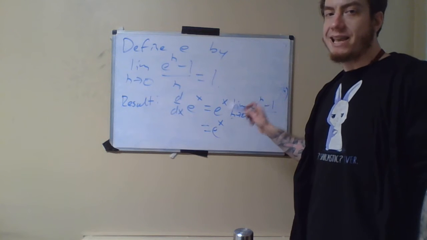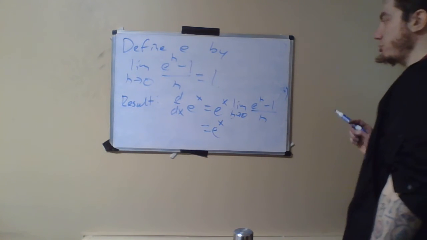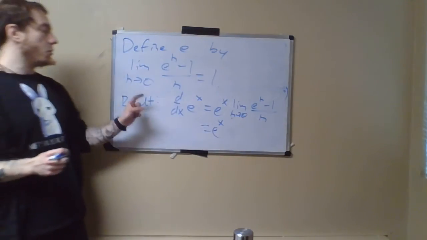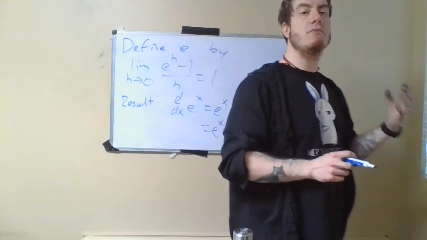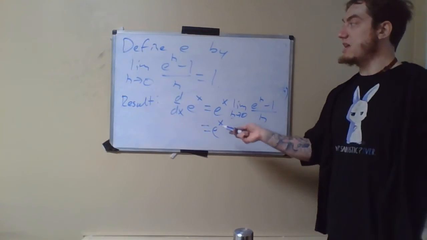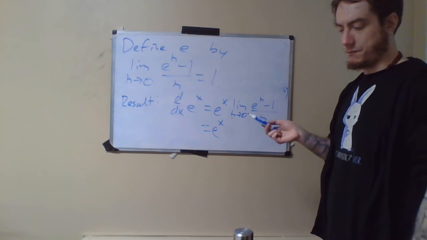And this is why e^x is so special. This is what makes the number e super special and why it shows up all over the place. It is the number where, when you use it as the base of an exponential, the derivative, I should say, comes out to be the original function.